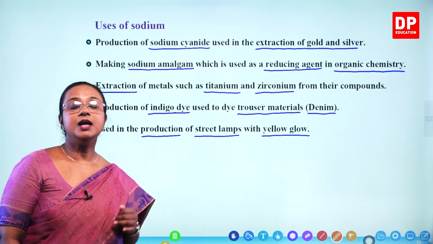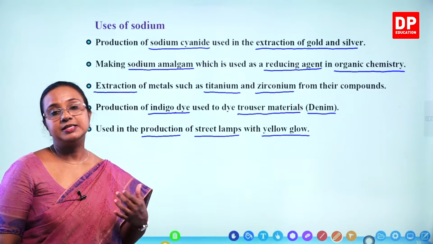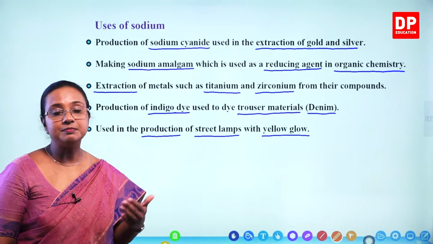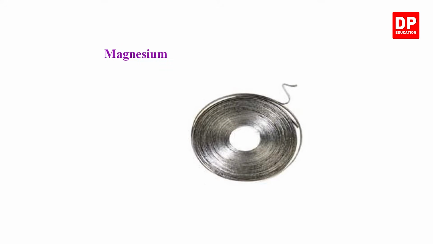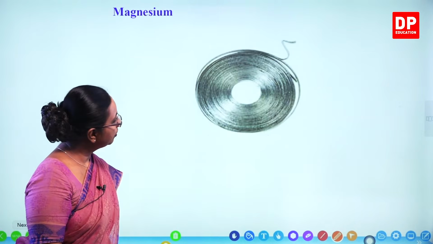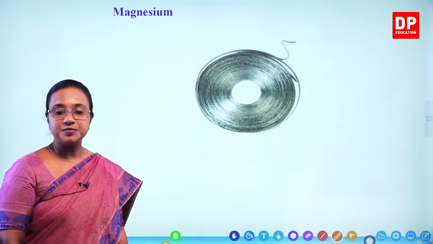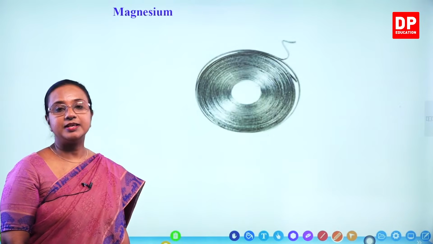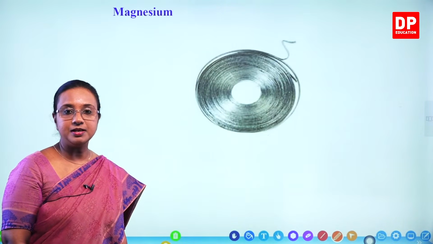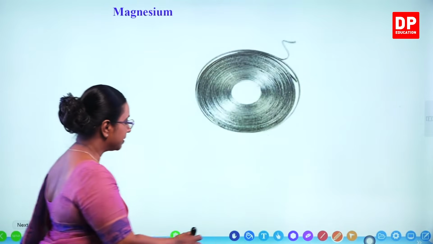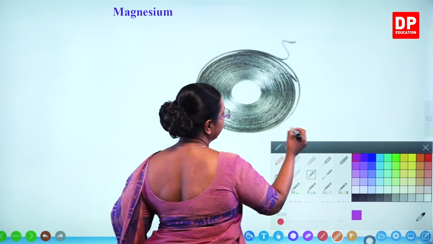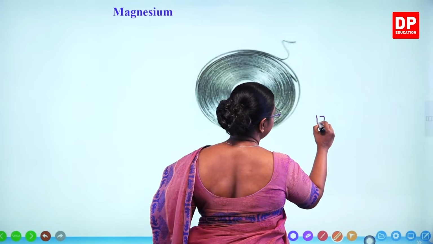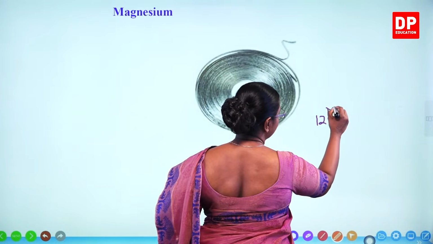Now we will discuss the properties and uses of another metal, magnesium. Magnesium, another example of a metal. You know magnesium is Mg, and the position of magnesium in the periodic table: you can remember, students, it belongs to group 2. Why? Magnesium has atomic number 12.